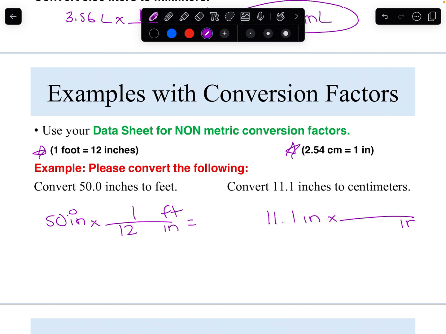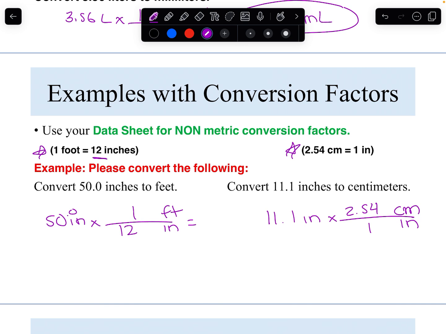I'm going to do the same thing here. Inches, what you're given, what you're going to. And then you're going to fill in your numbers. 12 with the word inches, 1 with foot. 1 inch is 2.54 centimeters. And again, these are ones you don't need to memorize. You probably do know a lot of these, but you don't need to.